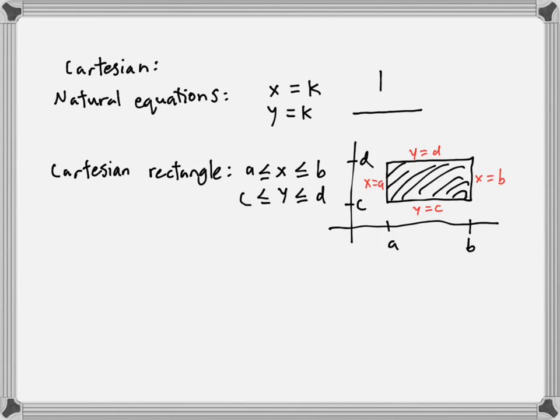Many times we just call this a rectangle, right? In English, we never usually call this a Cartesian rectangle. The reason I want to make this distinction is now we're going to find out what happens in polar coordinates. What are the natural equations there? Okay, so let's focus on polar now. And so let's talk about the natural equations in polar coordinates first.